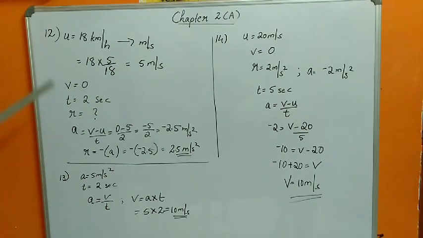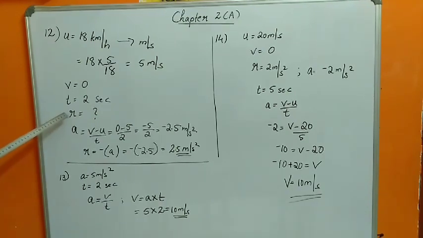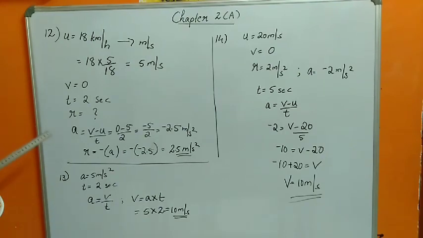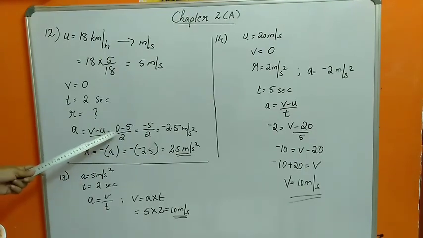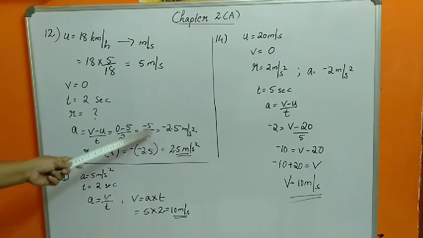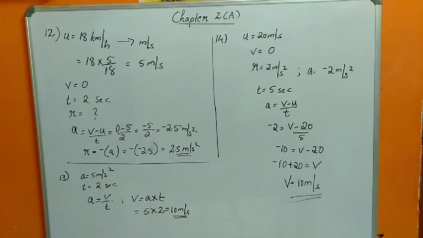So we got the initial velocity in SI unit, final velocity is 0, time is 2 seconds. You are asked to find retardation. But we don't have any formula for finding retardation. We have the formula for finding acceleration. So first we will find acceleration. Acceleration is v minus u by t. 0 minus 5 by 2. 0 minus 5 is negative 5. Negative 5 by 2 is negative 2.5 meter per second square.